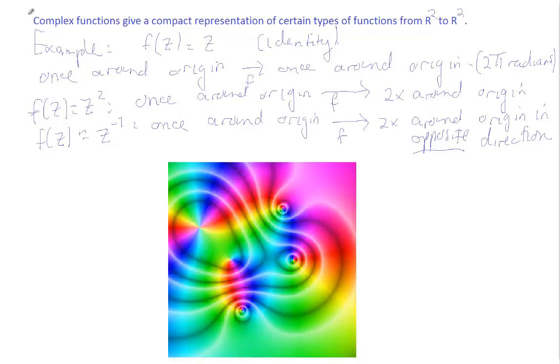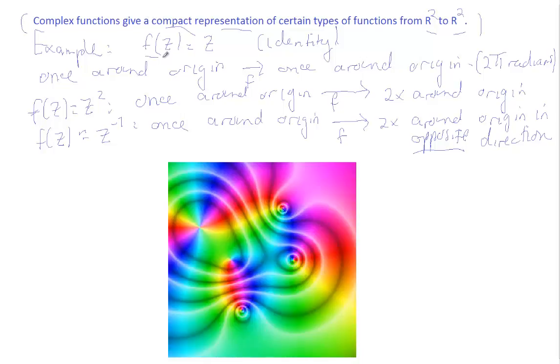All right, so the point I'm going to make in this short video is that complex functions give a compact representation of certain types of functions from R2 to R2. Now, in the other video I made, I said that in dynamical systems you do sometimes think of maps from R2 to R2, mappings from the plane to the plane. Complex functions give a very nice way of representing certain types of functions like this.